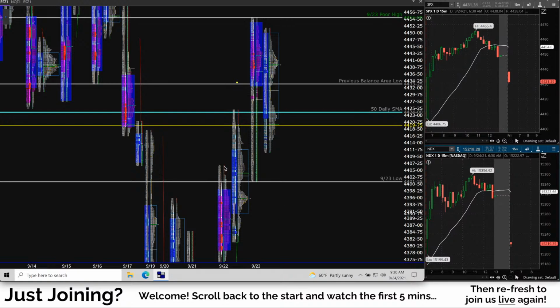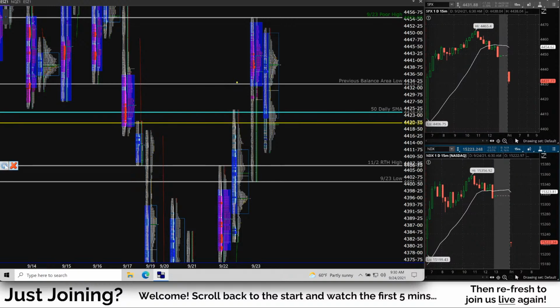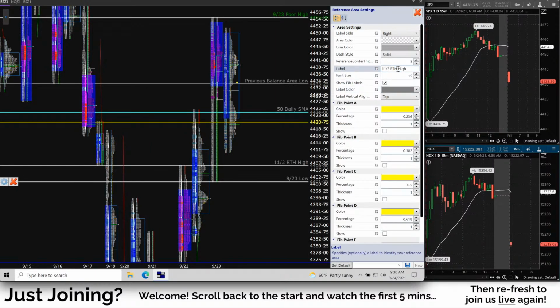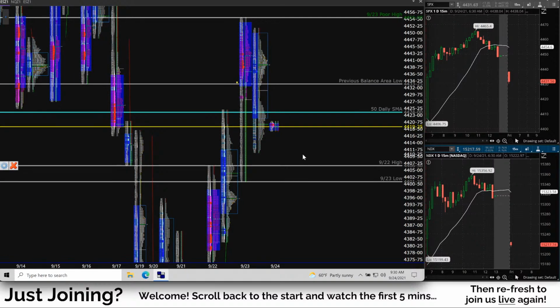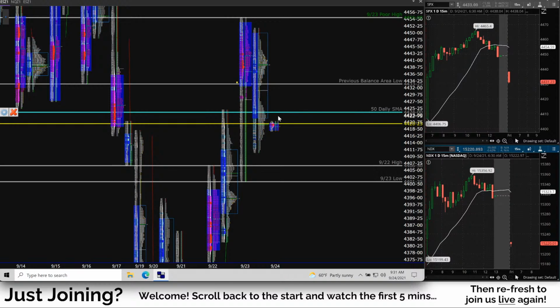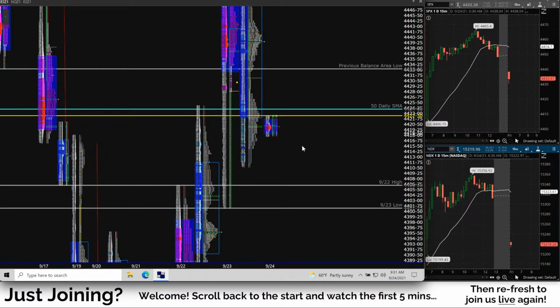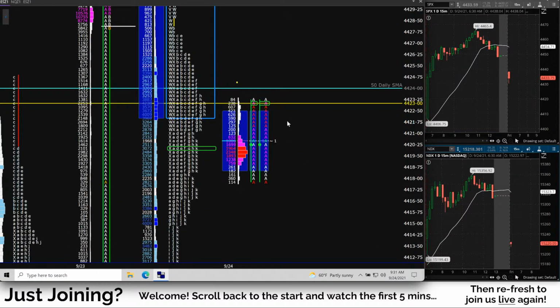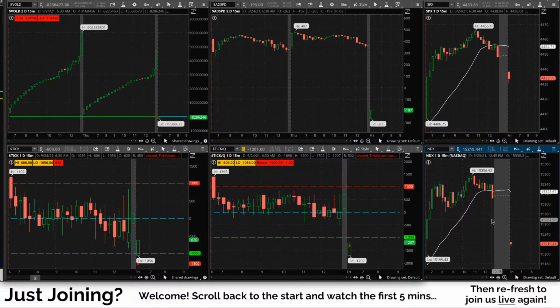So I'll go ahead and mark that high from 2 days ago just so we see where it is. Internals are opening bearish, but that's to be expected with the pullback in the overnight.